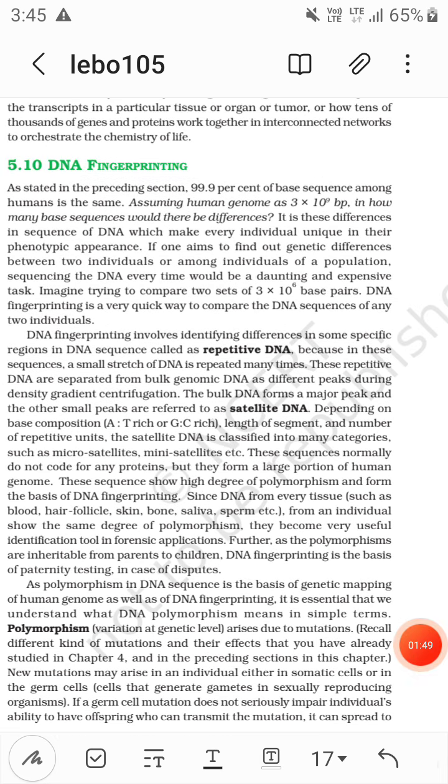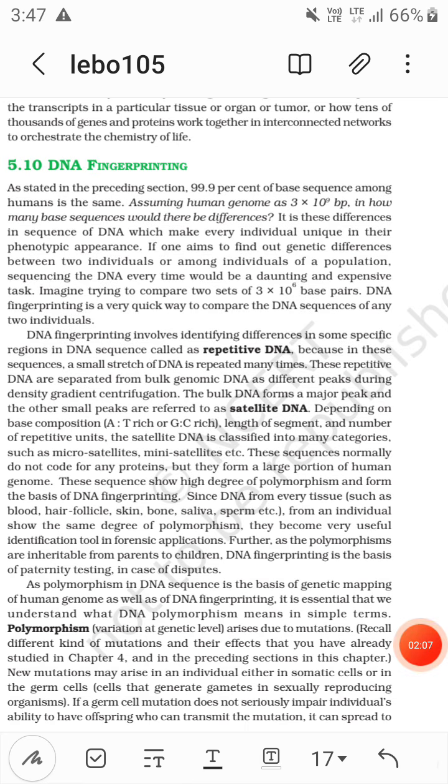Now DNA fingerprinting involves identifying differences in some specific regions in the DNA sequence called repetitive DNA, because in these sequences a small stretch of DNA is repeated many times.